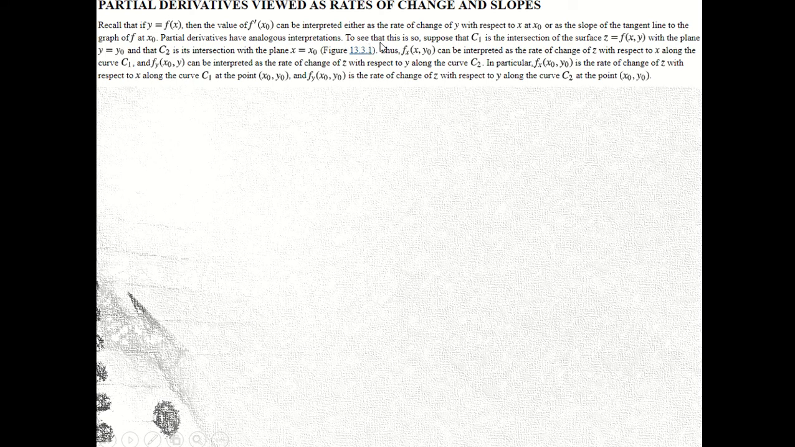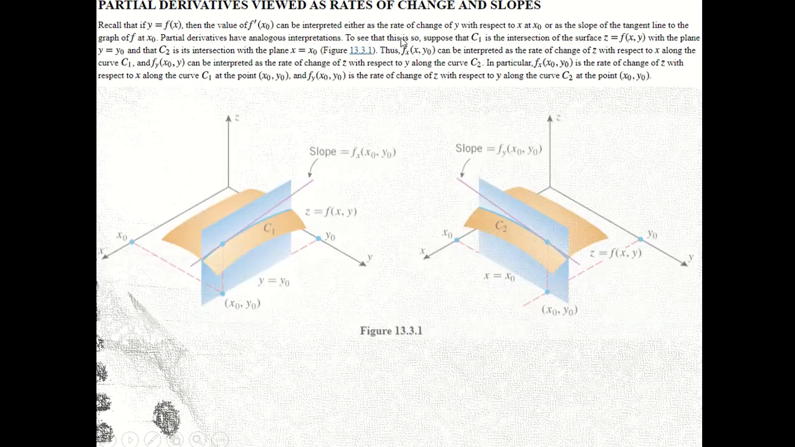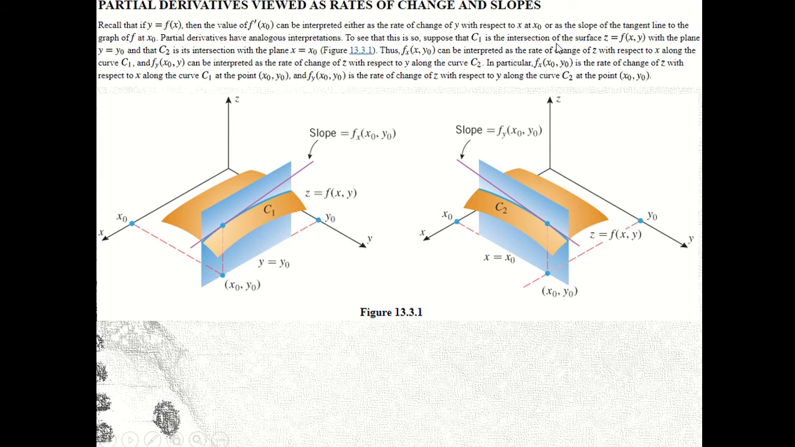To see that this is so, suppose C1 is the intersection of the surface of the function z equal to f of x and y, so we have here C1, the orange color, with the plane y equal to y sub 0, the blue one, this plane colored blue.